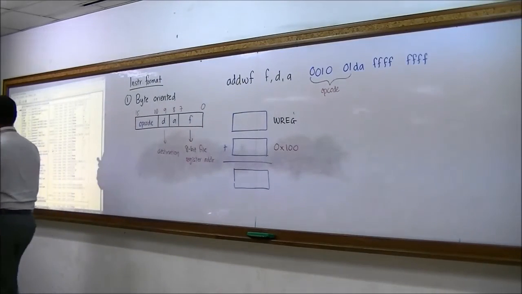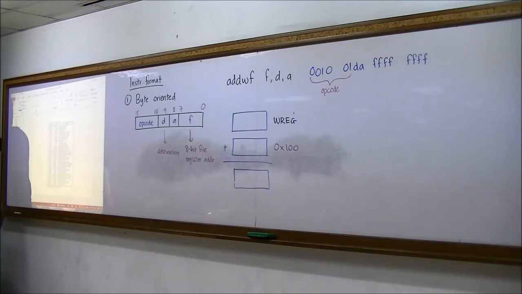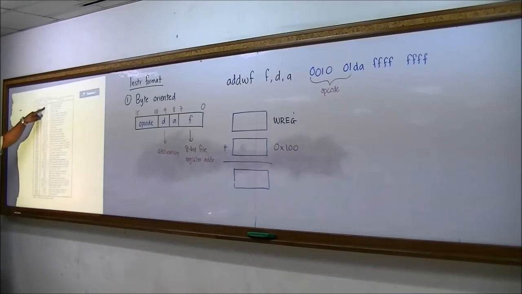Remember the slide? These are all the special function registers, right? All the special function registers, sorry, FE8. Did I say FE8 or FD8? FD8. So FE8. So these are all the special function registers.